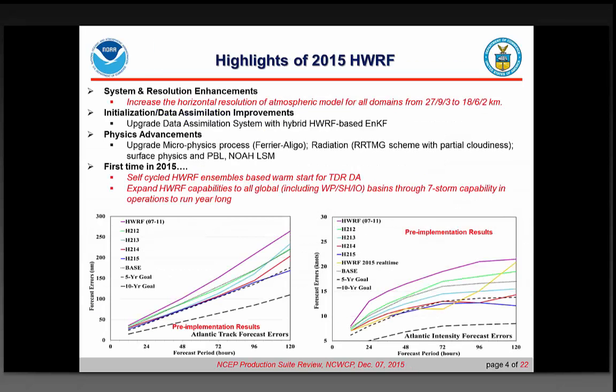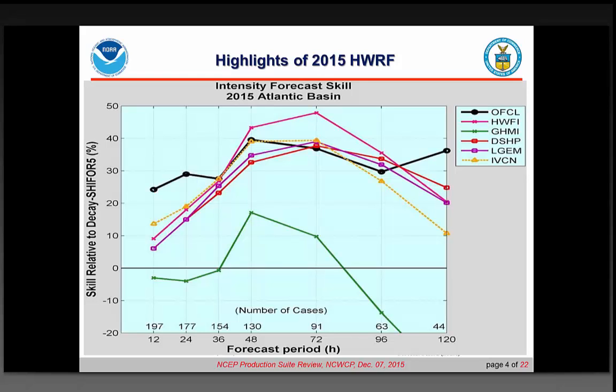As usual, we track the performance of the HWRF starting in 2011 all the way to 2015. There is a steady and systematic decrease in the track forecast errors as well as in the intensity forecast errors. And you will see a major highlight for this year is in the Atlantic intensity forecast, thanks to James Franklin, who provided this figure. The HWRF is the most skillful model for intensity predictions in the Atlantic. Not so much in the Pacific and the Western Pacific, there were some issues there.